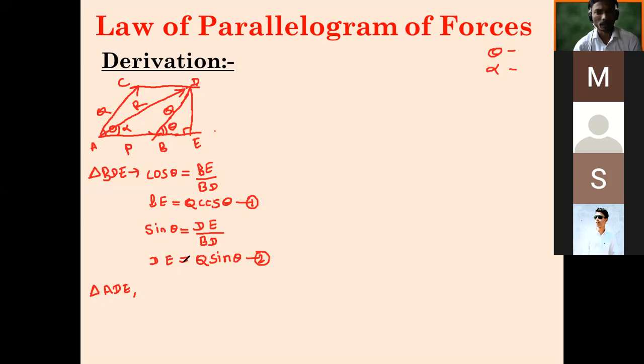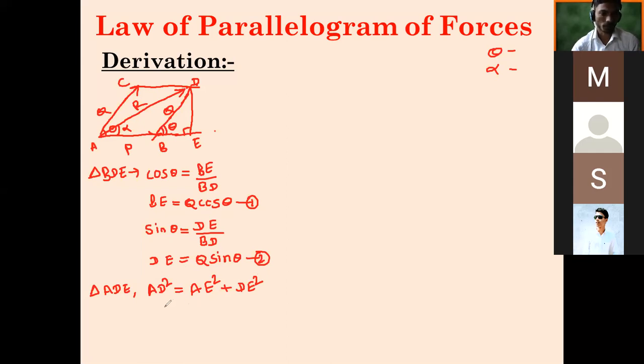If I apply the Pythagoras theorem here, what will it become? AD square is equal to AE square plus ED square. So AD is with us. What is the value of AE? AE is equal to AB plus BE.